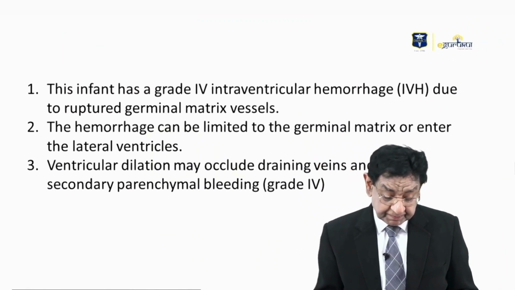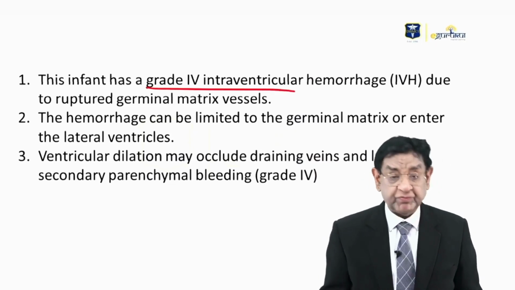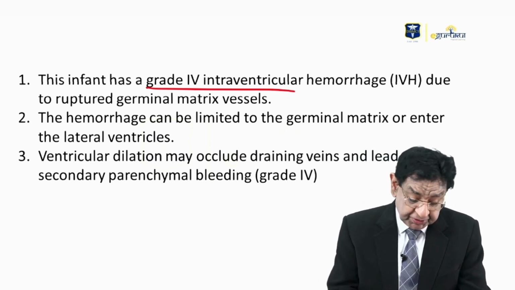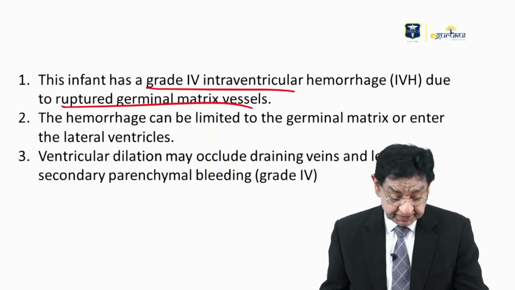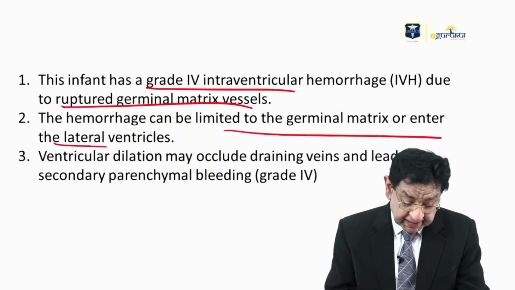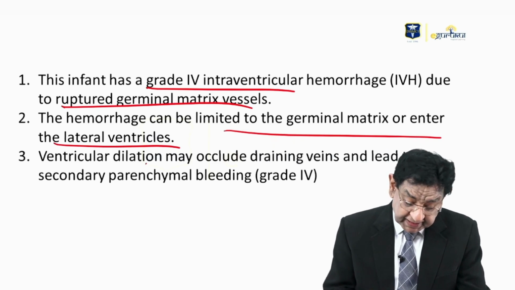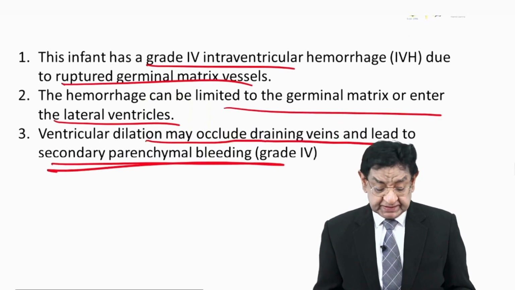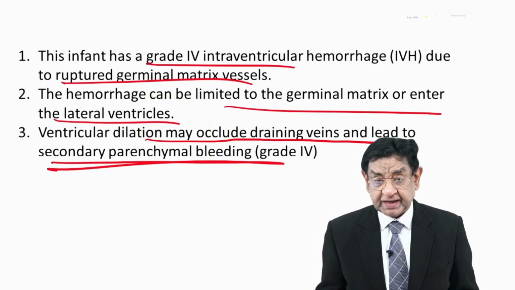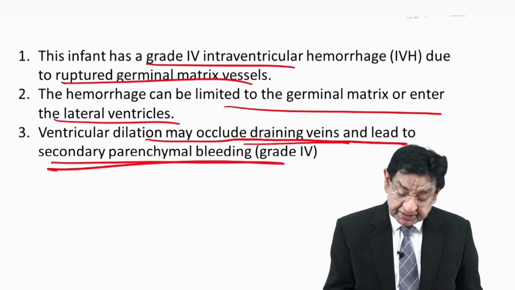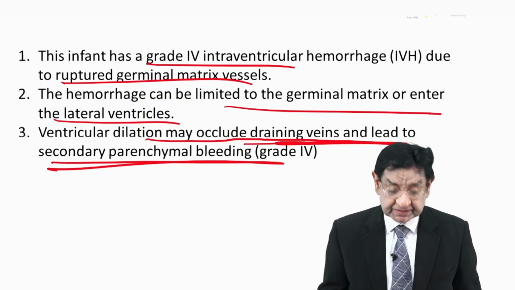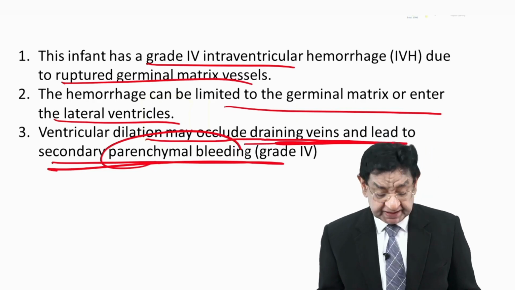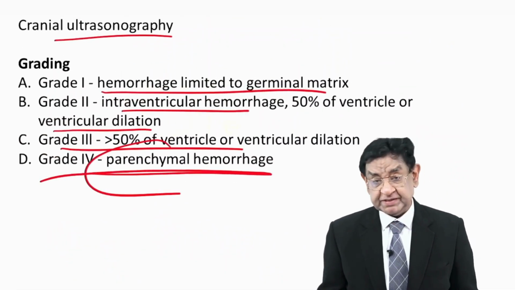Now, our patient has grade 4 intraventricular hemorrhage due to ruptured germinal matrix vessel. Hemorrhage can be limited to the germinal matrix or the entire lateral ventricle. And ventricle dilatation may occlude draining of veins and lead to surrounding parenchymal bleeding. This is how grade 4 hemorrhage actually occurs: the draining veins get occluded and they can cause secondary parenchymal bleeding, and parenchymal bleeding is a criterion of grade 4, as we have seen in the previous slide also. Parenchymal hemorrhage is grade 4.